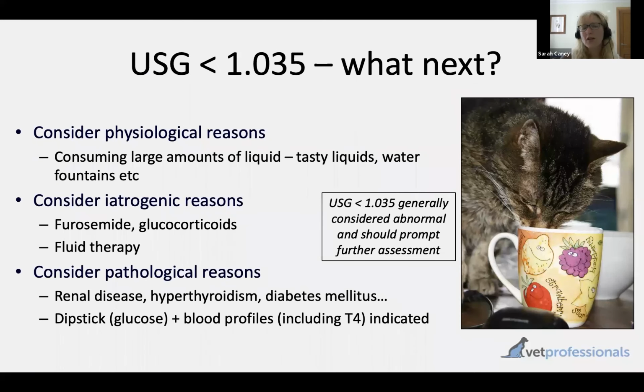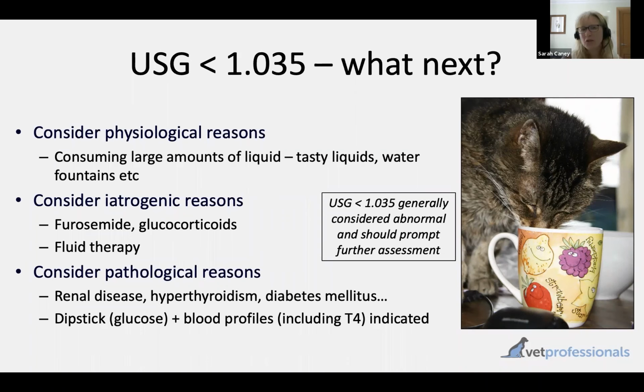So if you find you have a USG less than 1035, and in particular if you're looking at an apparently healthy older cat, what should you do next? What's the next piece of advice? Well, first thing is to consider those physiological and iatrogenic reasons for a reduction in USG, and make sure that you can rule those out before becoming concerned about the possibility of underlying disease. Of course, if there are other clues of underlying disease, for example, the cat's lost weight, you don't need to necessarily justify doing further investigations. But if everything looks fine, you just want to check, well, what is the cat's diet? How much cat milk or tuna juice do you think you give to your cat a day, for example?